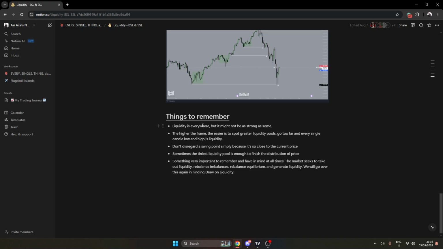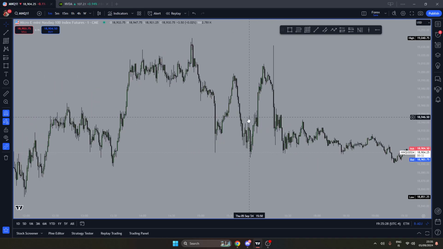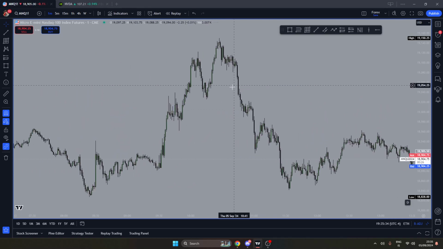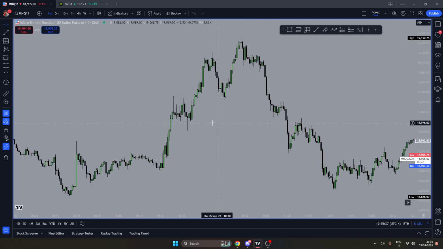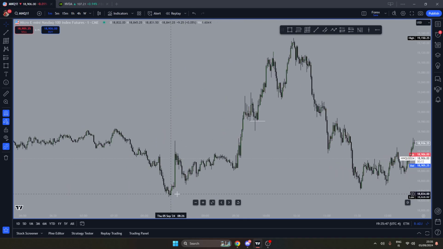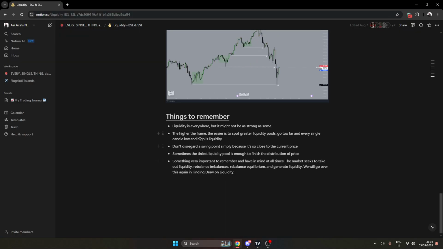Things to remember, liquidity is everywhere, but it might not be as strong as some. So what do I mean by that? Is that if we go back down to the 1 minute and you can see like, let me see. When we create high resistance liquidity, it's not as strong. As you can see here, right, this is liquidity taken. It is. Liquidity is everywhere. But this low is a lot stronger liquidity pool than this one, or even this one. This liquidity pool is a lot stronger than this one. However, this is still sell side liquidity taken because price is fractal. I'll explain that later. But the higher the time frame, the easier it is to spot greater liquidity pools.